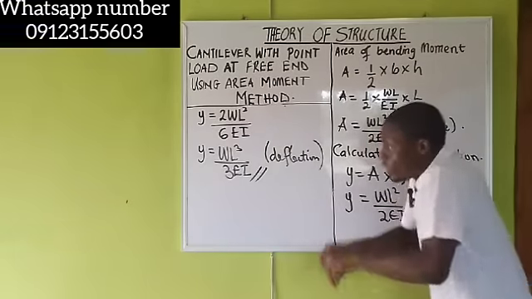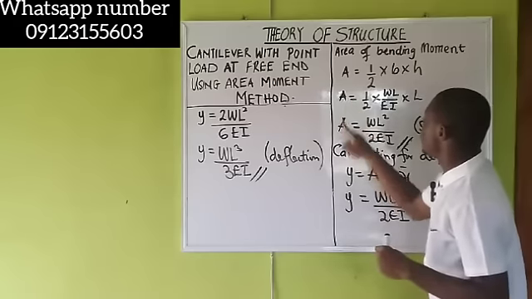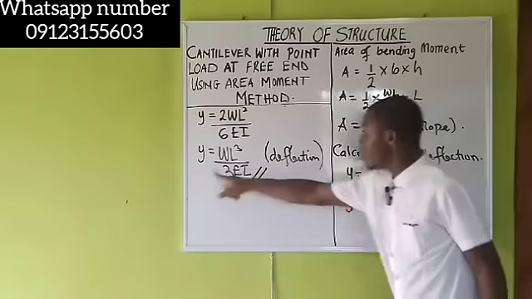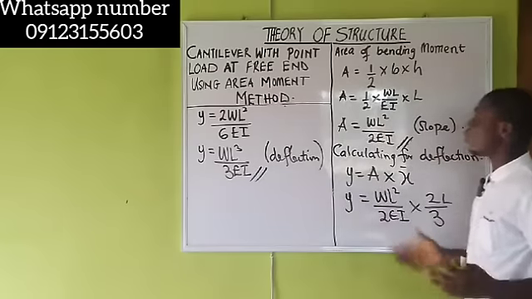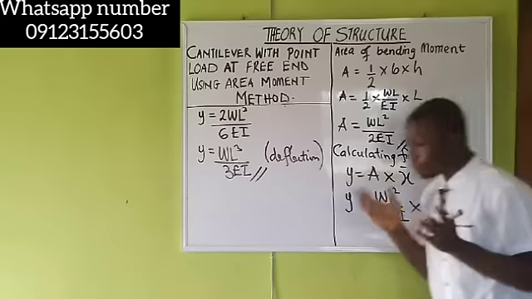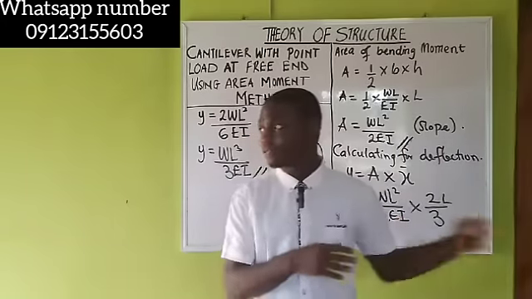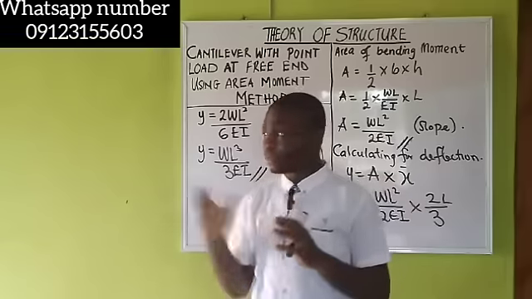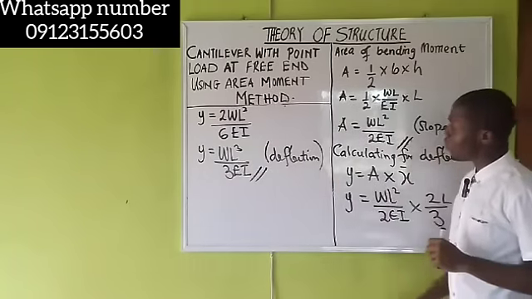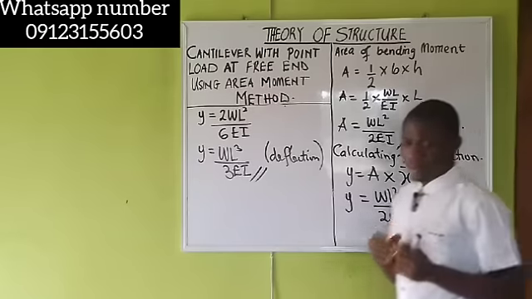So in this concept, we need just 2 things: the area moment method, the area of any moment, which is A for the slope, and Y for the deflection. That is all. That is the idea behind how to derive the slope and deflection for a cantilever beam with a point load at the free end using the area moment method. Let's take an example and solve it by applying this concept.